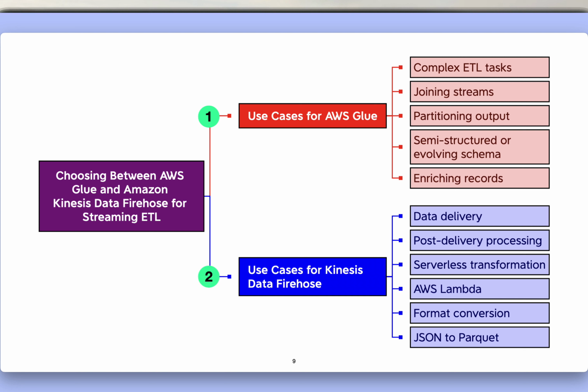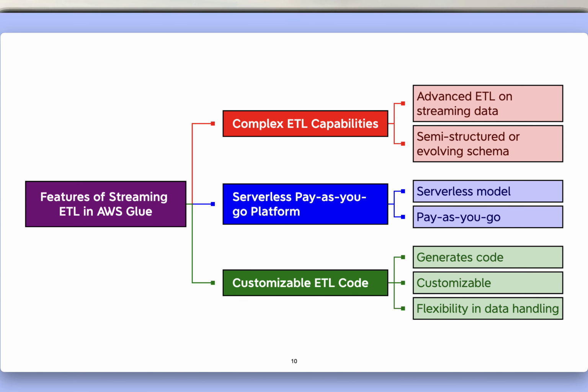2. Use cases for Kinesis Data Firehose. Kinesis Data Firehose focuses more on data delivery and preparing data for post-delivery processing. It offers serverless transformation through AWS Lambda and format conversion from JSON to Parquet, making it easier to process data after delivery. Features of streaming ETL in AWS Glue. 1. Complex ETL capabilities. AWS Glue enables advanced ETL on streaming data. It has built-in functions for processing semi-structured or evolving schema data.